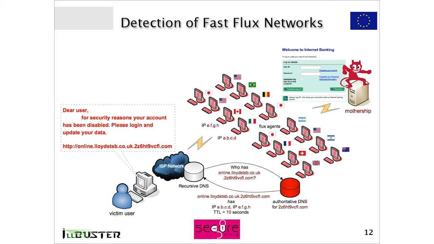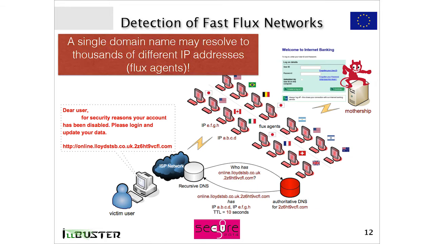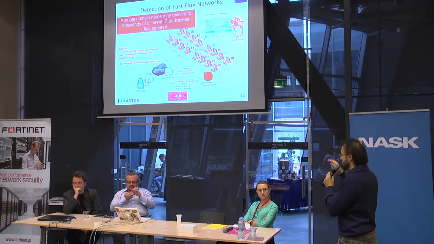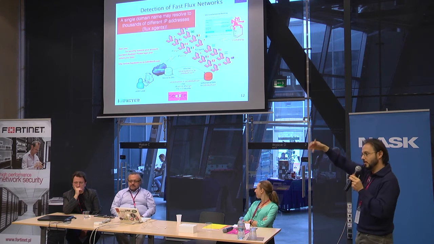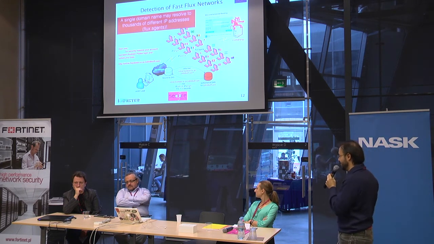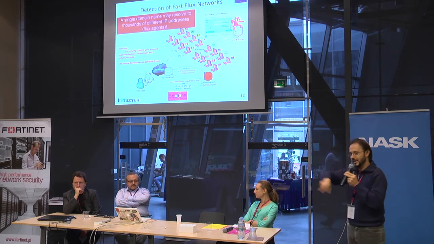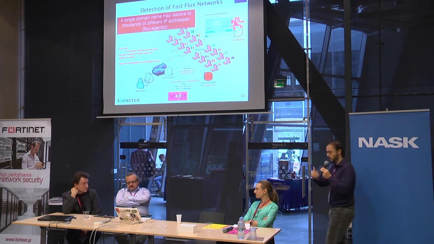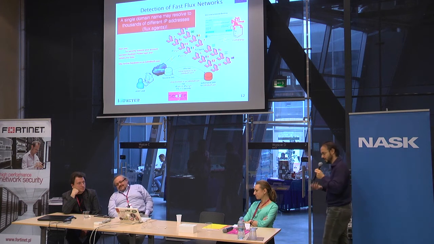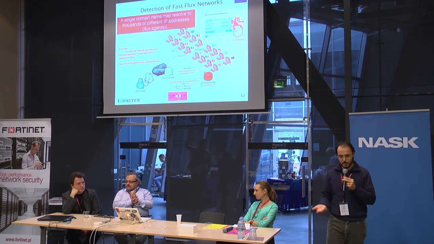Okay, let me just tell you that fast flux networks are a special kind of botnet that allow hosting malicious content with very, very high reliability. So basically, cyber criminals use compromised machines, bots that have a public IP address, and associate a single domain name, for instance, www.google.com. Obviously, google.com is legitimate, but a single domain name may be associated with a thousand different IP addresses. This means that you basically have no chance. And new malicious domain names are registered on a daily basis. So we have no chance, basically, to stop this threat.